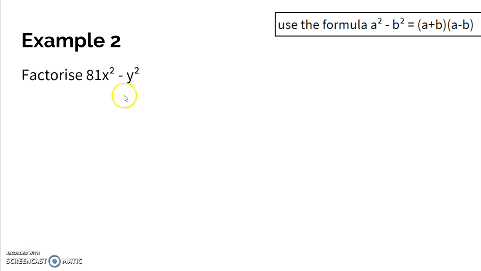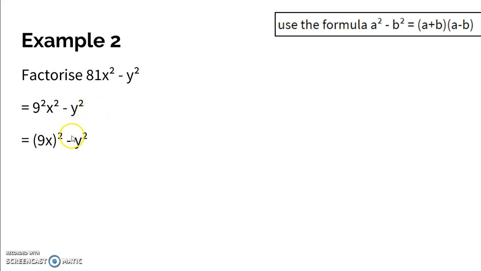In example 2, we have 81x squared take away y squared, and we're trying to factorize it. So before I do this, pause the video and see if you can figure out what a and b is in this example. Alright, welcome back. So in this example, we have 81 becomes 9 squared, because 9 times 9 is 81, and the x squared remains. Take away y squared.